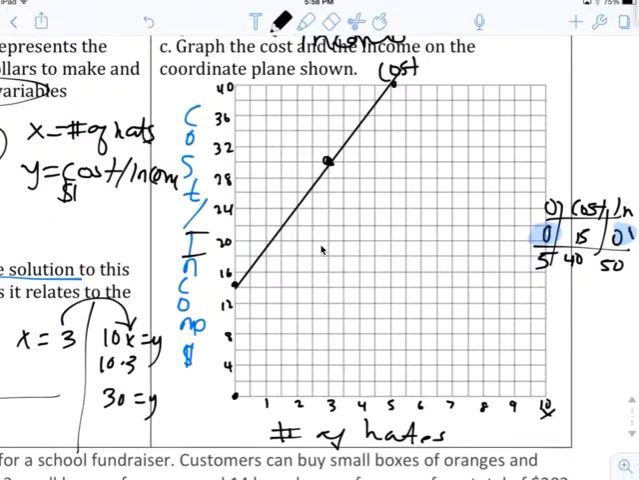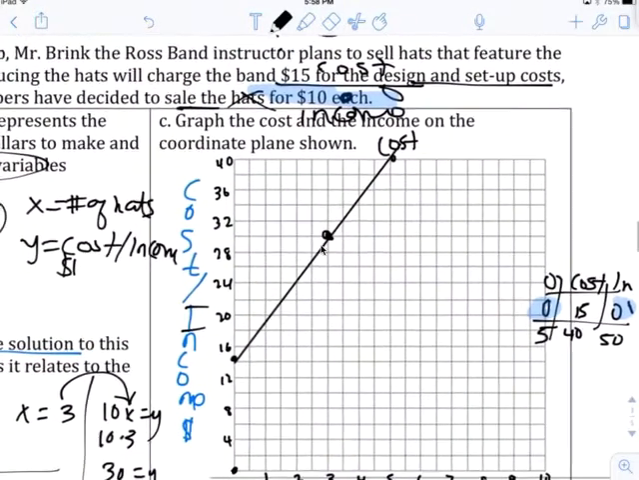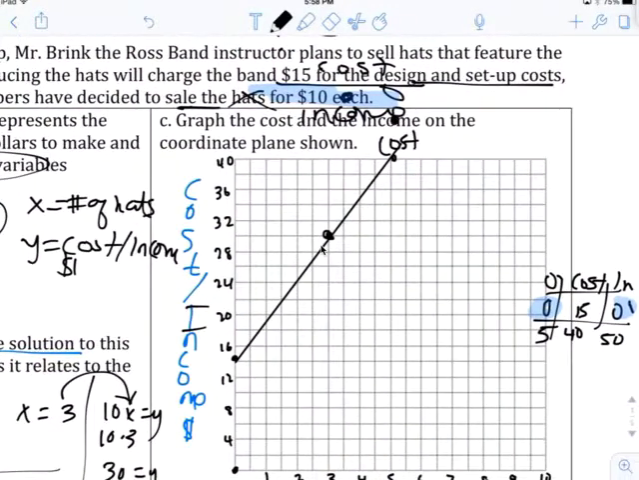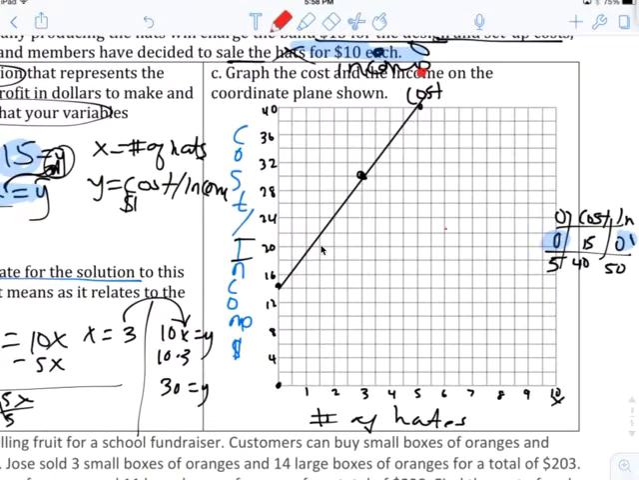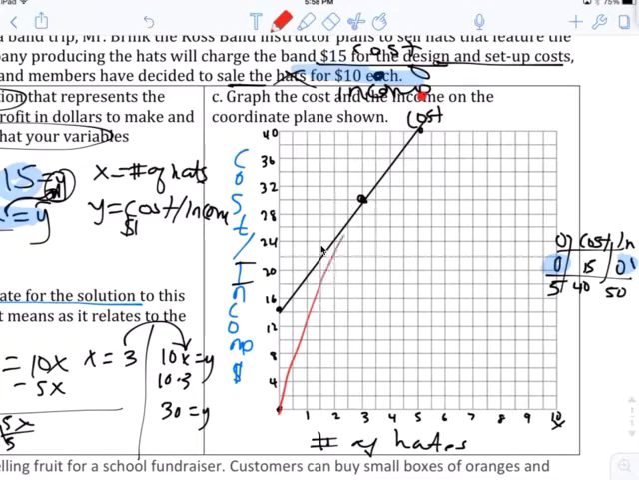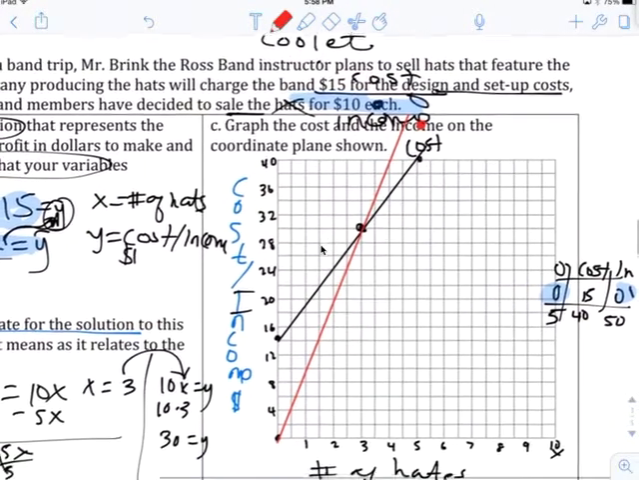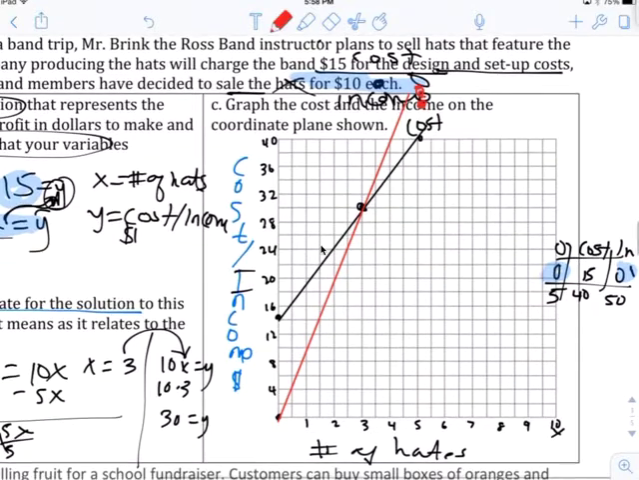Whoa! Okay, 50 is about up here. Let's use the red one. 50 is up here. (5, 50). So you draw that line. Make it as equal as possible. So (5, 50) is somewhere all the way up there. Okay, and that's your income.